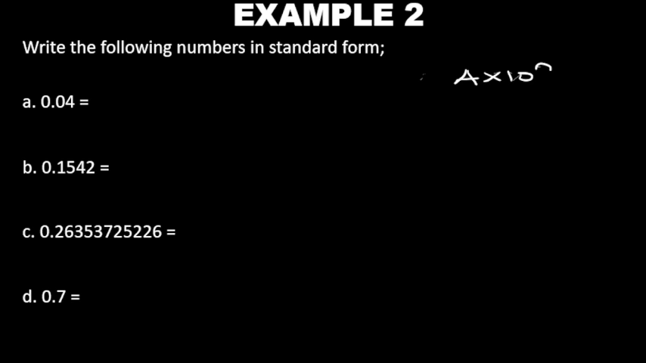So, if we shift the point to this place, we have 4 times 10. Now, the power of 10 will depend on the number of times you shifted the point to the right. And I told you, when you are converting numbers less than 1 to standard form, the power of 10 will be negative. So how many times are we going to shift the point to the right? We have 1, 2. So that will be negative 2. So that will be 4 times 10 raised to the power of minus 2.